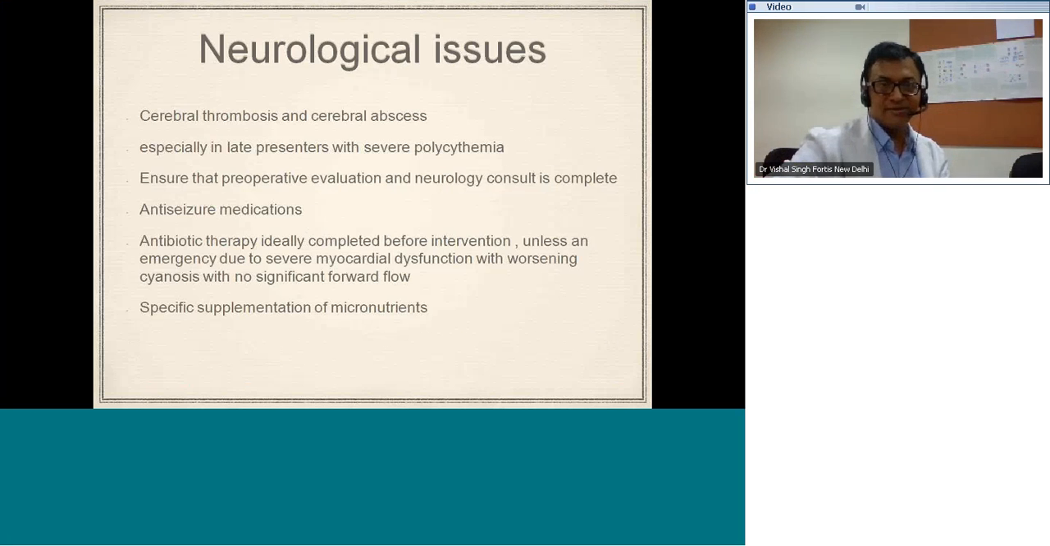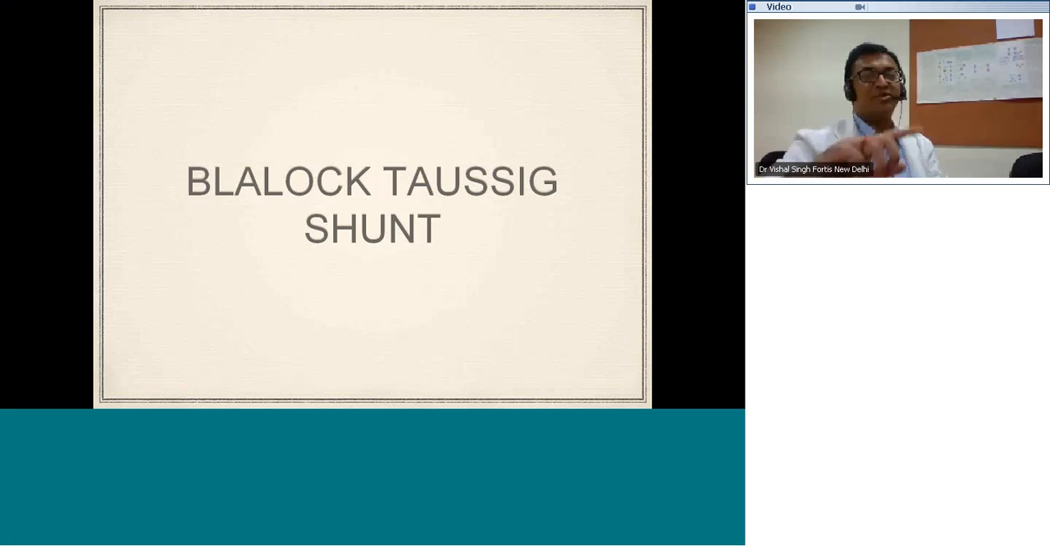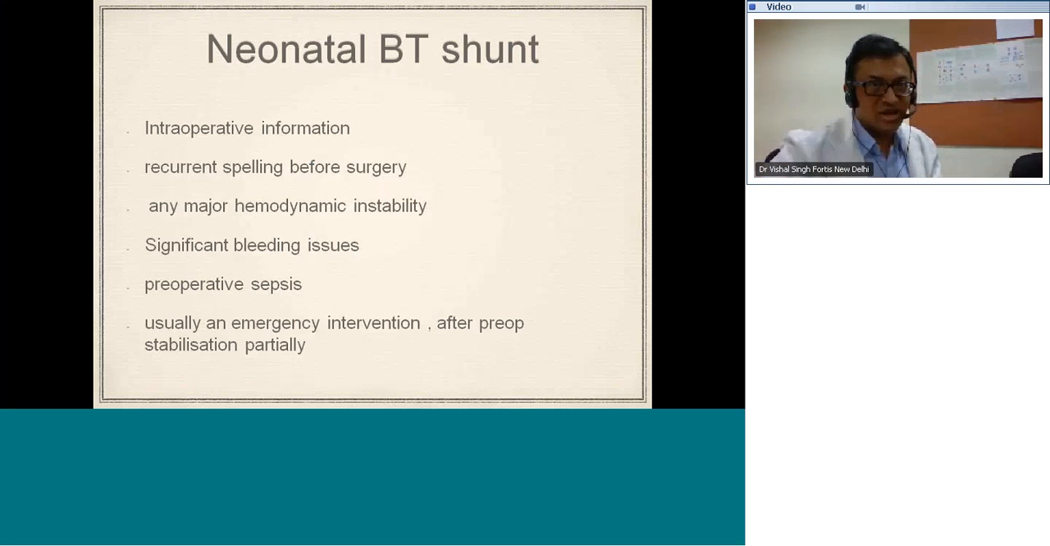Now, that was regarding the tetralogy repair and its spectrum, the problems that you see in a prolonged case and the problems that are there in a regular case. Okay. And now we come to the BT shunts. BT shunts can be very dicey. When done in an older age group, they look simple, but there also you have to keep a strict level of monitoring. But the neonatal BT shunt is always a challenge.